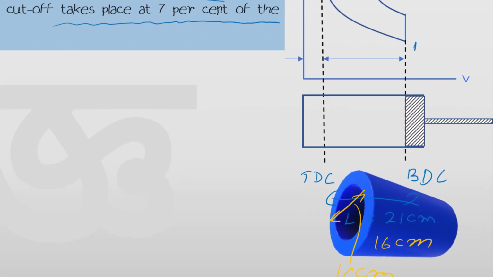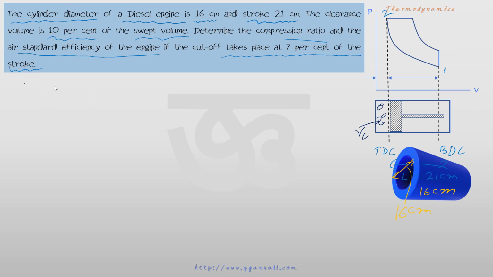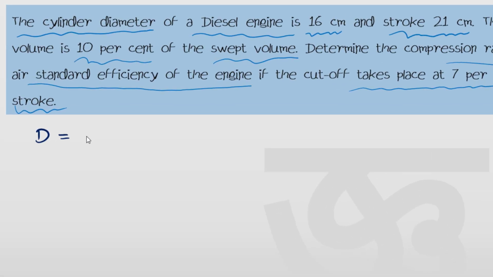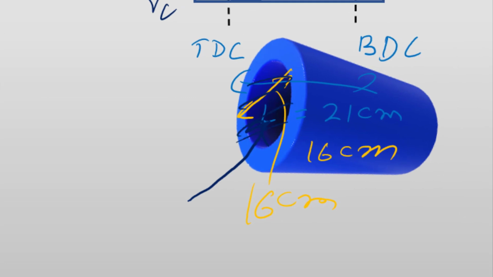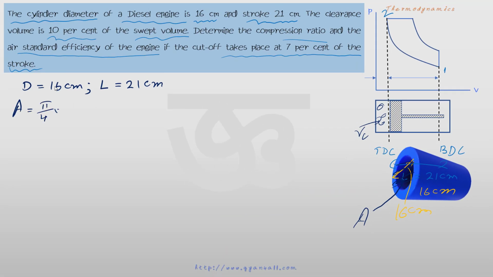Okay. Now the piston moves from TDC to BDC like this. This is the movement of the piston from TDC to BDC, and this volume is the clearance volume Vc. Now first we have to find out the Vs. For that, the diameter of the cylinder is given 16 centimeter and the length of the stroke is 21 centimeter. So this diameter is given. So this cross-sectional area A we have to find out. So cross-sectional area A is equal to pi by 4 into D square, that means 16 square, which is equal to 804.3 centimeter square.